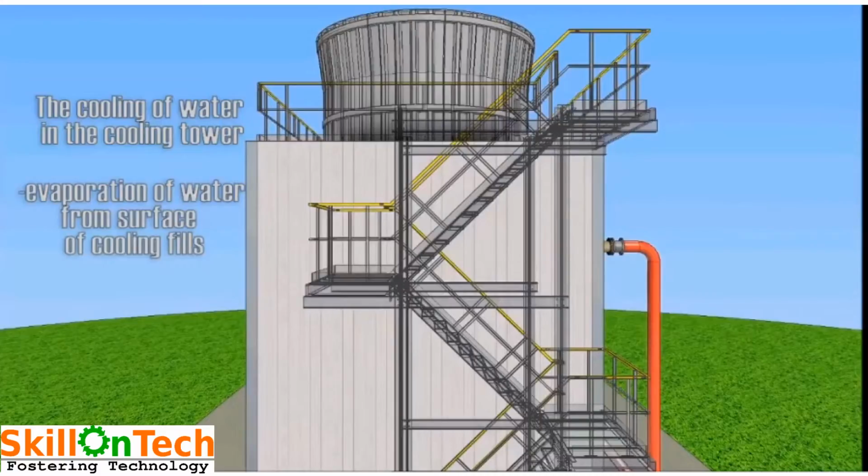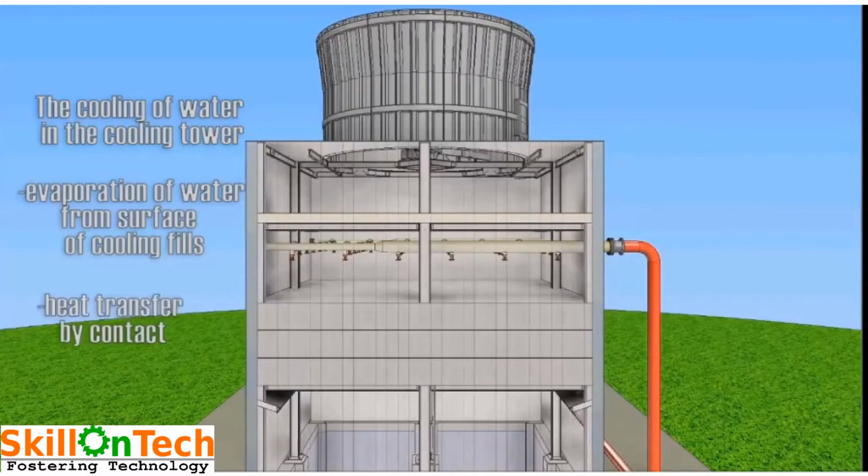The cooling of water in the cooling tower takes place in the PVC fills area where heat is exchanged to air and air is thrown out from the fan to the atmosphere. So evaporation of water takes place at the PVC cooling fills.